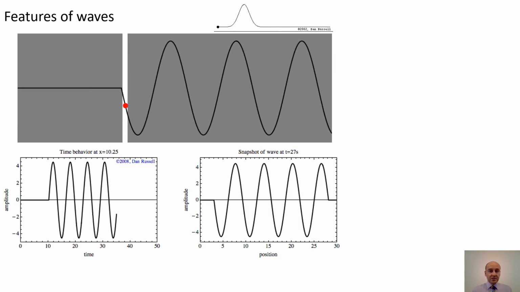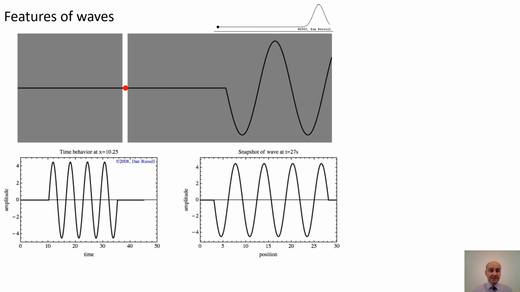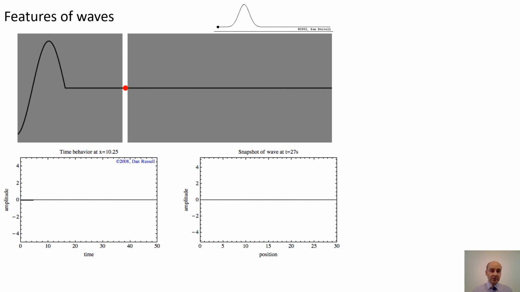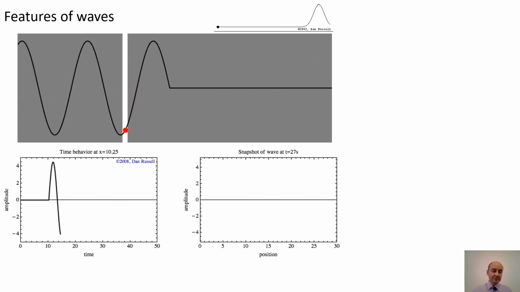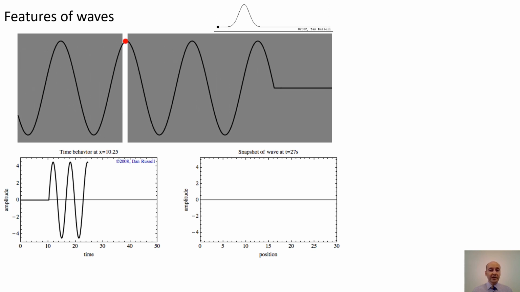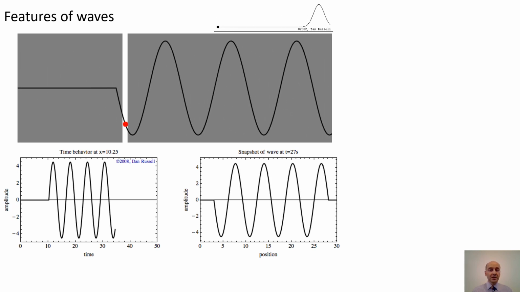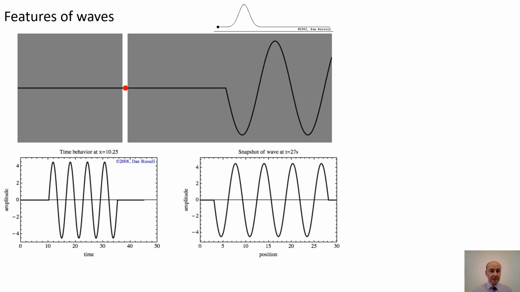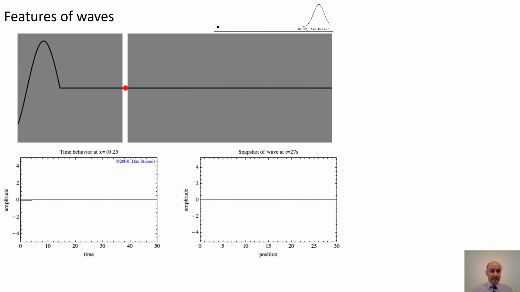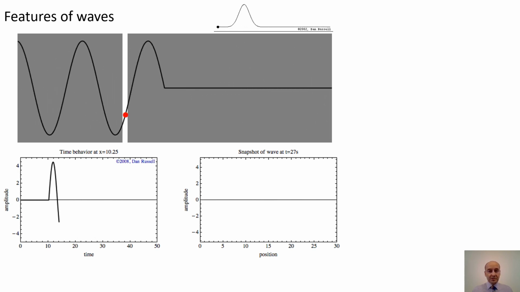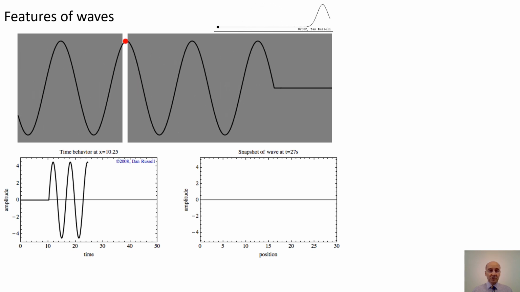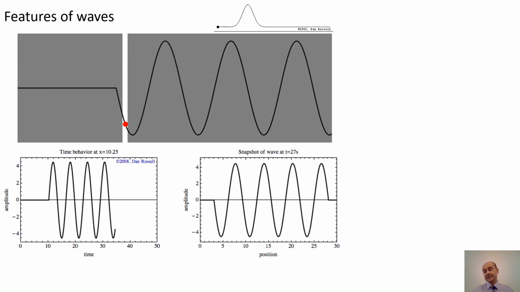However, we see the disturbance in the simplified shape of a sine curve traveling through the medium. The graph on the left at the bottom shows the displacement of the red point from the equilibrium position with respect to time. The second graph shows how the disturbance looks at an instant, for example at the 27th second, a snapshot of it.